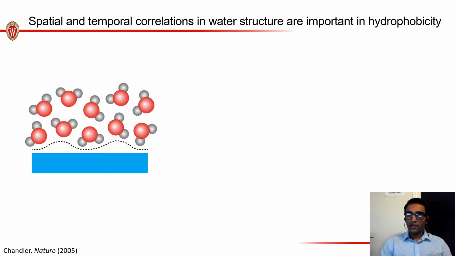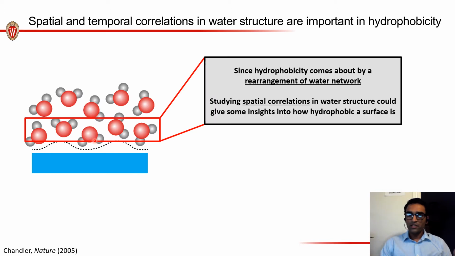But first we went back to our understanding of hydrophobicity and tried to gauge what is important when we want to predict the hydrophobicity of a surface. And there is a theory that tells you that if you look at an extended hydrophobic surface with some water molecules on top of it, the hydrophobic response of this material comes about because of a rearrangement of the water network.